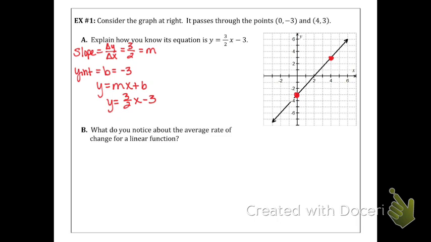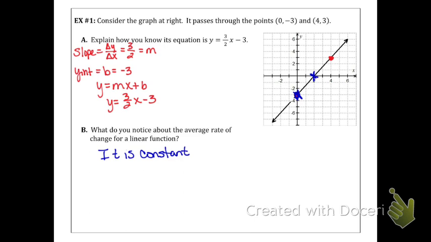All right, B says, what do you notice about the average rate of change for a linear function? So it doesn't matter what points we pick here. If we pick the 2 there, let me change colors. Or if I picked this one, I'll do an X, and this point, any 2 points there, we'll notice that that rate of change, that average rate of change, is still going to be the same. So it's going to be constant. No matter what 2 points we pick, the rate of change is still going to be 3/2.